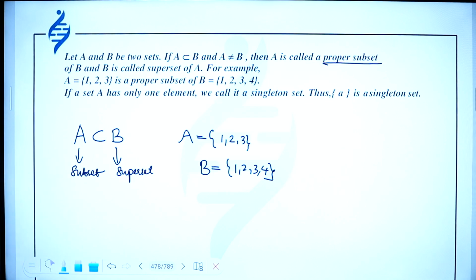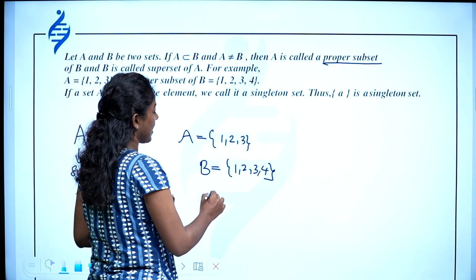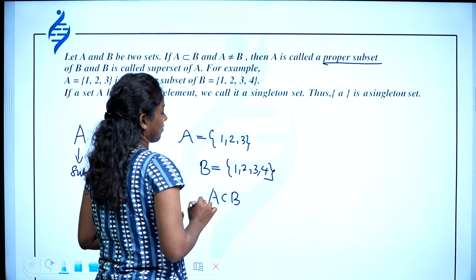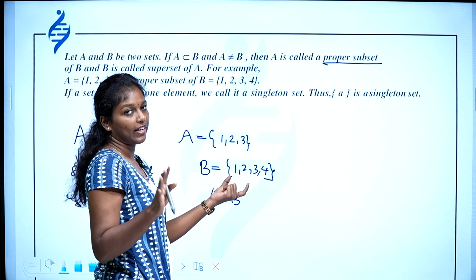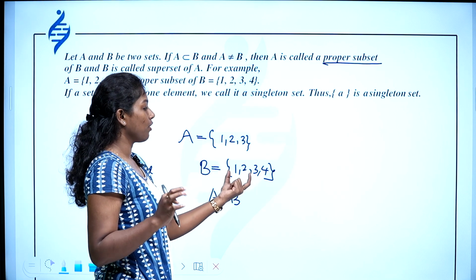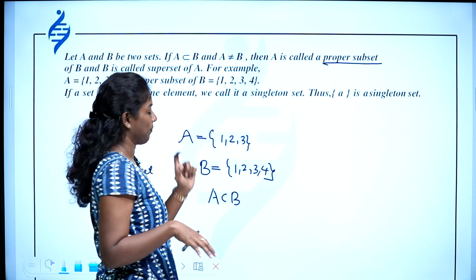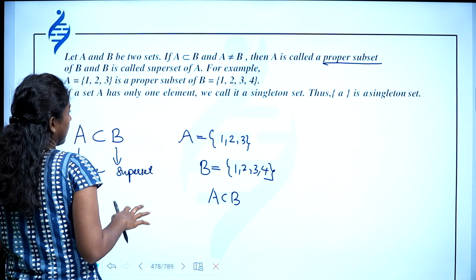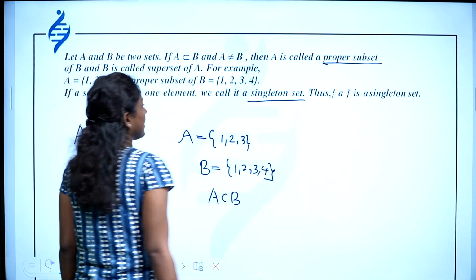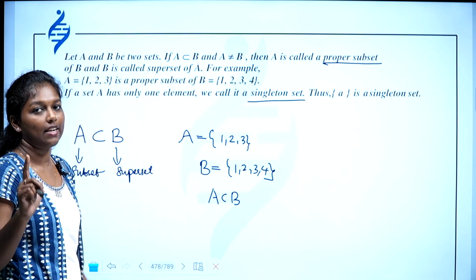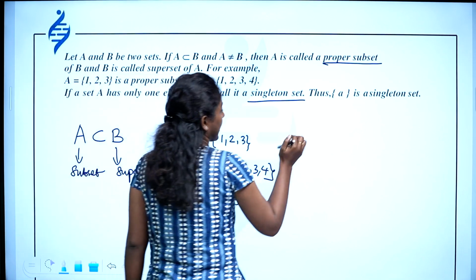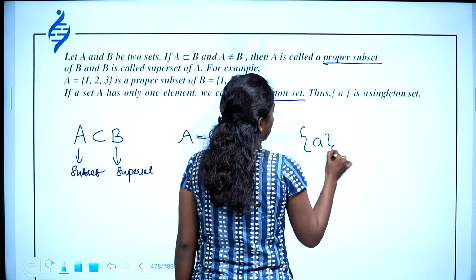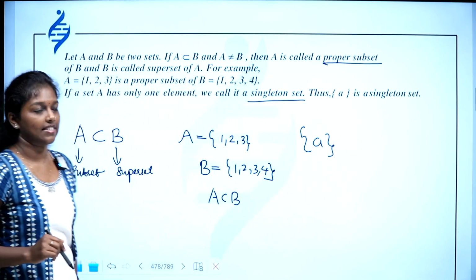If a set A has only one element, we call it a singleton set. Now see, from this you can write A subset of B, because A is having 3 elements and B is having 4 elements, and the 3 elements of B form our set A. Then, what do you mean by a singleton set? Singleton set means there will be a single element in that set. There will only be a single element. Thus, if you are writing such a set A, then it is a singleton set.